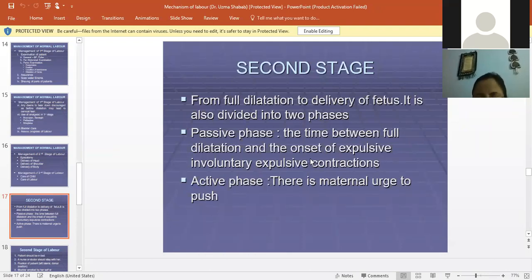Now the active phase. The active phase is when the patient has the urge to push. The patient wants to push the baby out. This is known as the active phase.